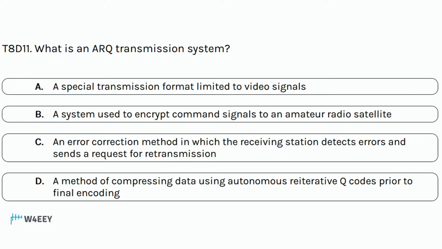C. Automatic repeat request, or automatic request to retransmit. Yes, it's an error correction method in which the receiving station detects errors and says, oh, I didn't get that right, using parity and things like that, and sends a request again for retransmission.